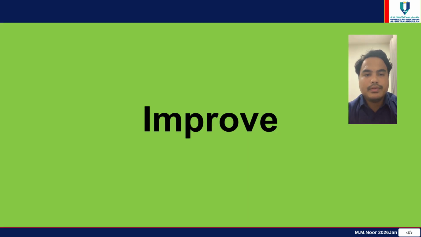Next is the improve phase. This phase focuses on selecting solutions that are practical, low cost, and suitable for the cafeteria environment. The improvement should reduce waiting time without affecting food quality or service accuracy.